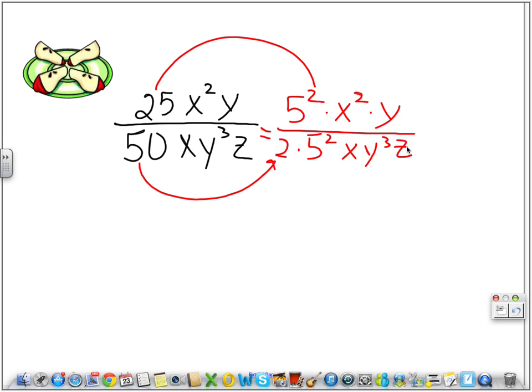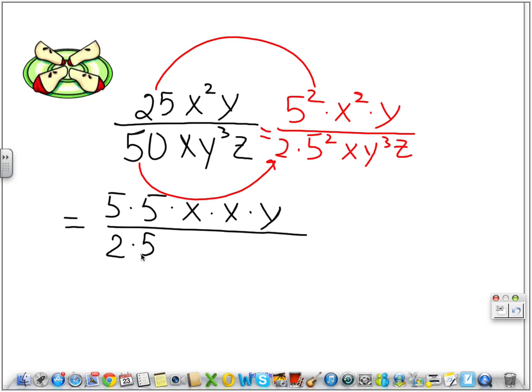Okay, now I'm going to do the same thing. I'm going to write it all the way out. 5 times 5 times x times y over 2 times 5 times 5 times x times y times y times y times z. Okay, my fraction bar got a little weird there. So now I'm going to look for things that I can cancel out.